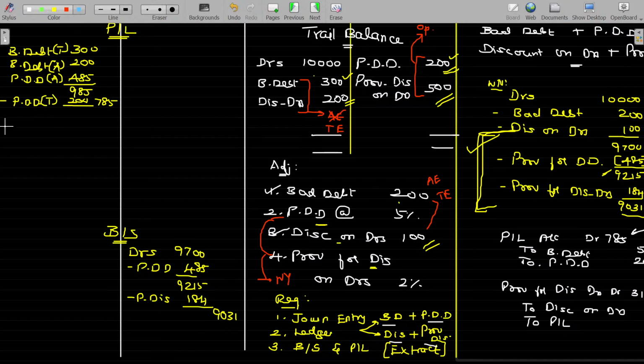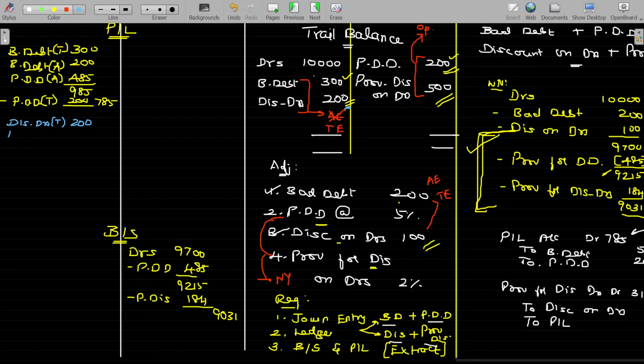Discount on debtors also. Discount on debtors given in the trial balance, the value being 200. Okay. The value being 200. Discount on debtors.